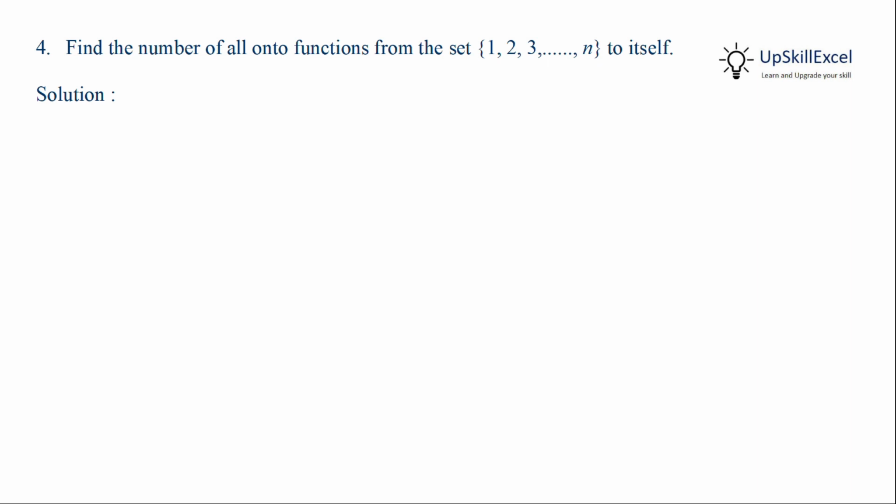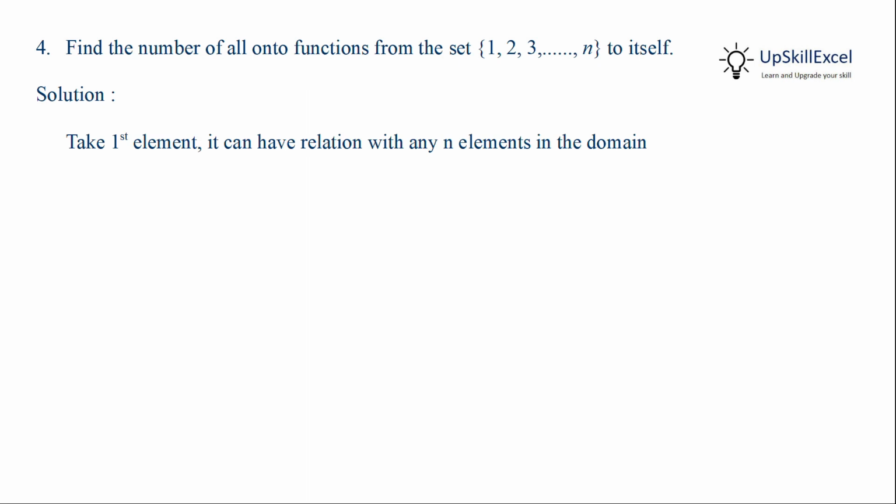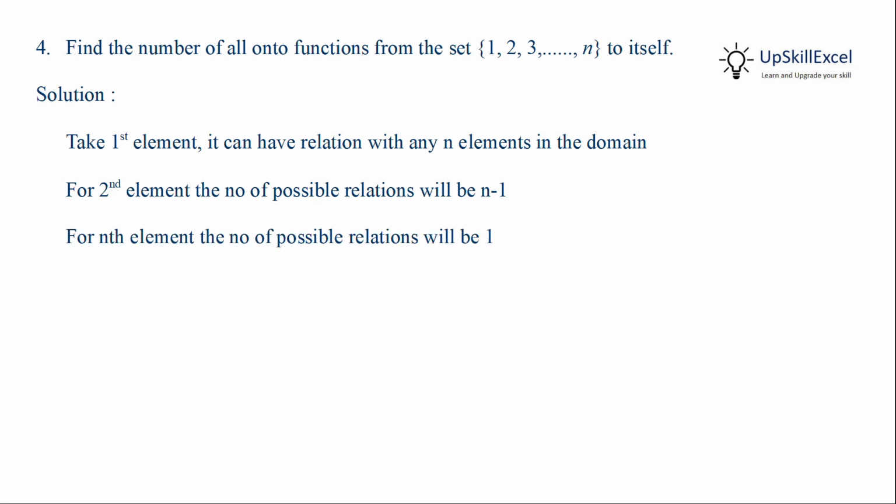Find the number of all onto functions from the set {1, 2, 3, up to n} to itself. Let's take the first element. It can have a relation with any of the n elements in the domain. For the second element, the number of possible relations will be n minus 1, as one element has been taken for the first element. Continuing this way, for the nth element, the only possible relationship will be 1. Hence the total relations will be n multiplied by n minus 1 multiplied by n minus 2, continuing up to 1, which is n factorial.